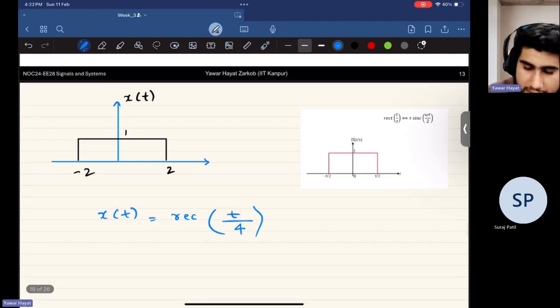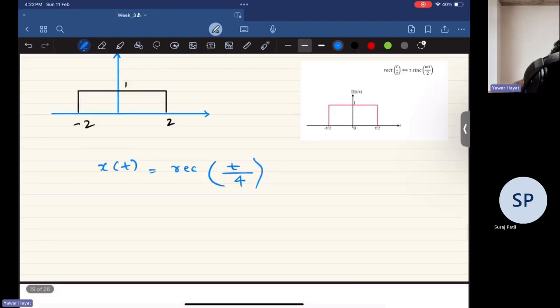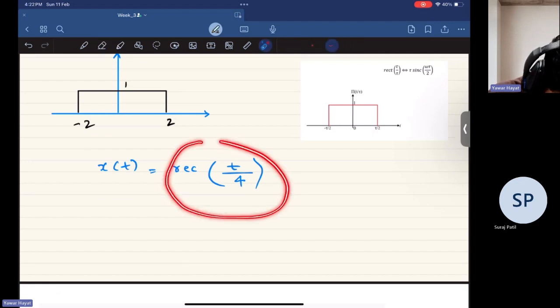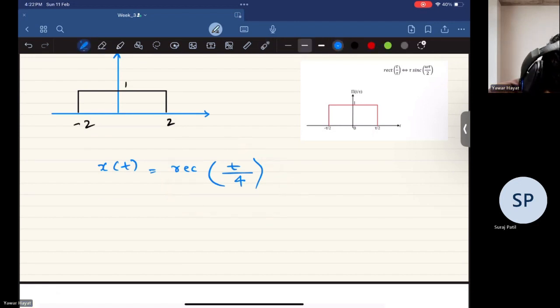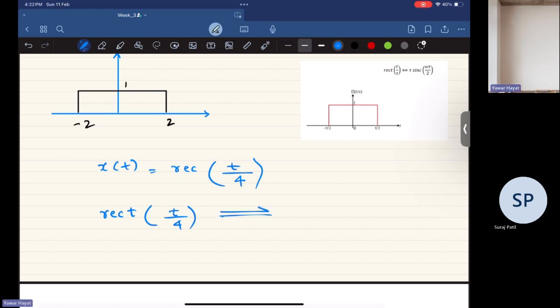Once you do that, then it is pretty straightforward. Effectively, I need to compute the Fourier transform of this. I'll write rect of t over 4. The Fourier transform of this is tau. What is tau? 4. Sinc of omega tau by 2. What is tau by 2? 4 by 2 is 2. Agreed?